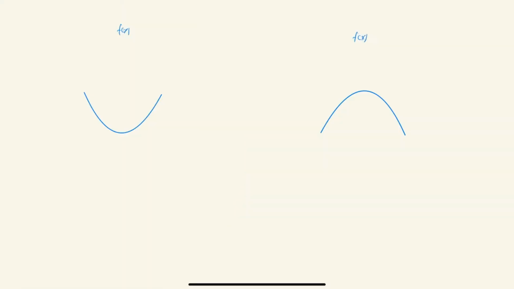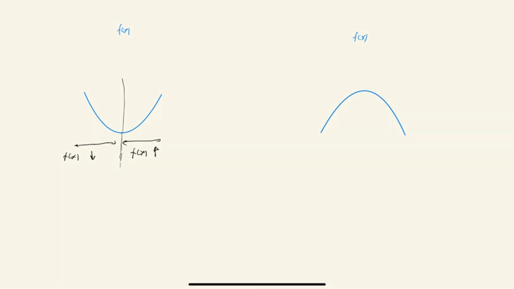Here are two functions of f of x. One is concave up and the other is concave down. I'm going to determine the behavior of the derivative using these two graphs. So let's look at the first graph. I'm going to split it into two segments, left and right. On the left side, we can notice that the function is decreasing, and on the right side, the function is increasing.